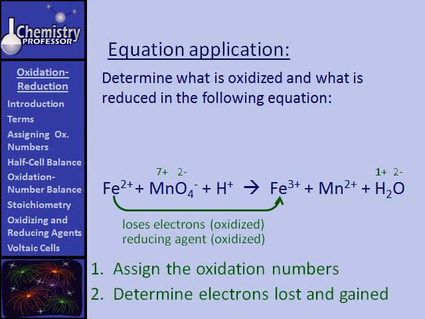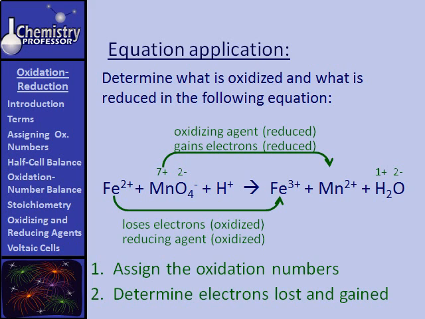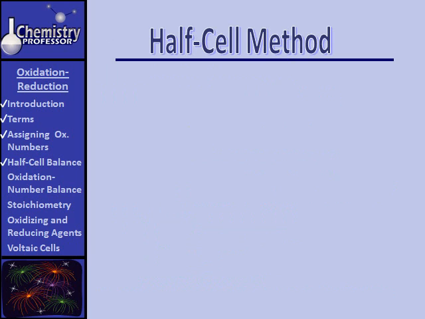Now let's look at manganese. Manganese goes from a +7 to a +2. In the process, it gains electrons. It is reduced. It is an oxidizing agent. Oxidizing agents are reduced. Oxidizing agents gain electrons. Got the idea? Good. We're ready to start balancing by the half-cell method.